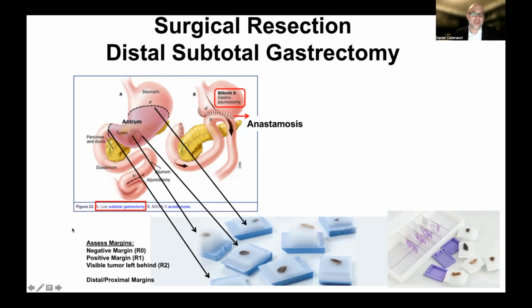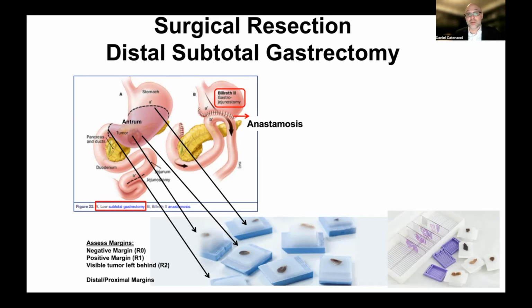And remember, this is an important assessment to assess whether the margins are negative, an R0 resection, complete resection, versus microscopically positive. The worst would be, of course, when the surgeon knows they're visibly leaving tumor behind, but were unable to remove it for some reason. So these are to be avoided at all costs and are not performed that routinely. Regardless, this would be called an R2 resection. More commonly, they're going to be an R0 resection or an R1 resection. And as noted, these would be referred to as the distal and proximal margins.